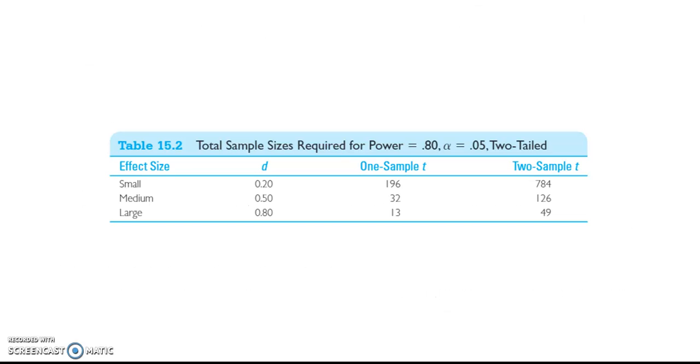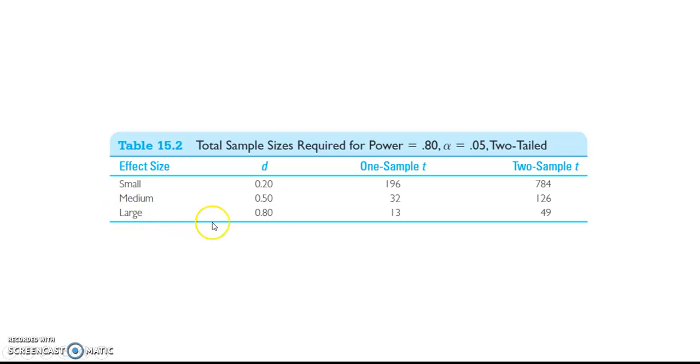Okay, so here's this table from your textbook, and this is just to give you a feel for if you are planning a research study and say you anticipate a small effect size, and so you're doing a one-sample t-test, you're going to need 196 subjects. Now, maybe that's doable, but maybe it's not. Typically, the bill for a research study depends a lot on how many subjects you recruit. So you might not have the resources to recruit that many.